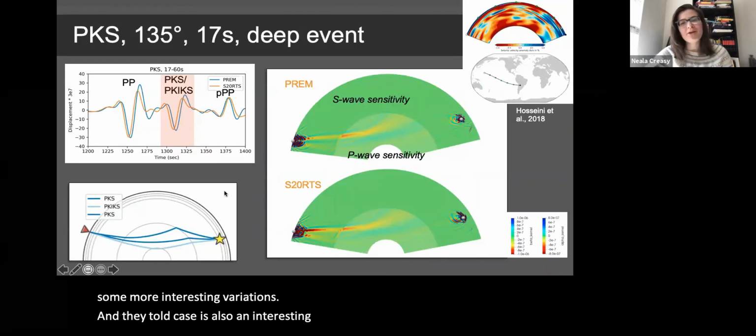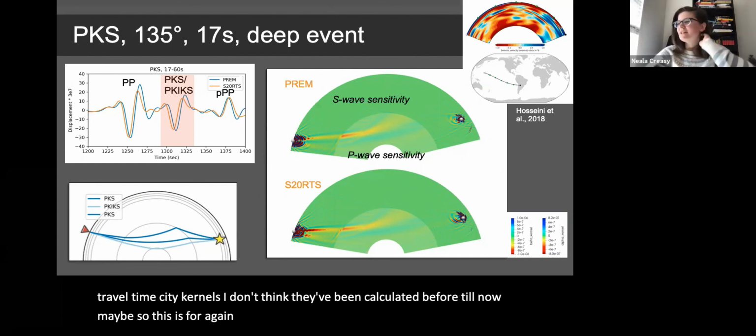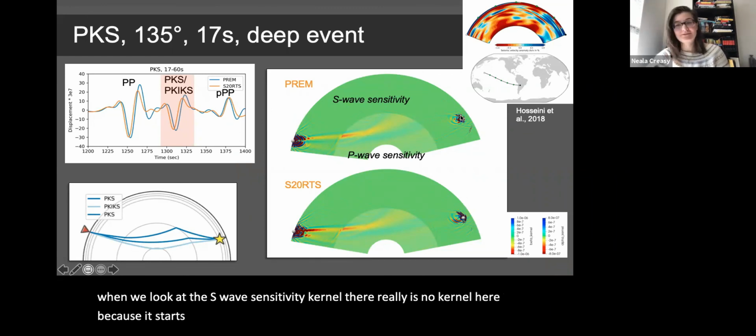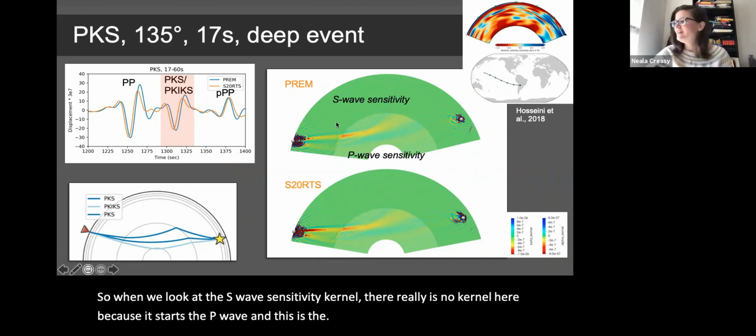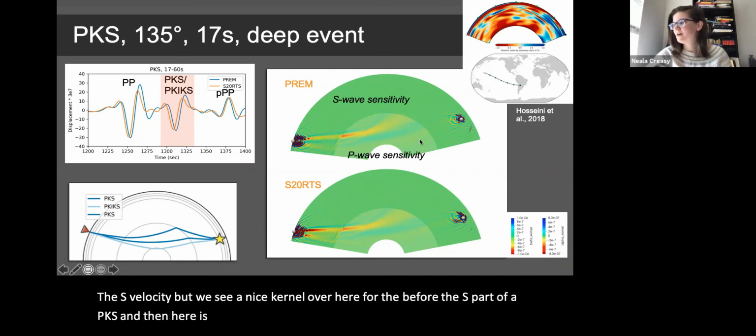I'm unaware of any other PKS travel time sensitivity kernels. I don't think they've been calculated before, till now maybe. So this is, again, for a 17 second kernel. PKS starts as a P wave, so when we look at the S wave sensitivity kernel, there really is no kernel here because it starts as a P wave, and this is the S velocity. But we see a nice kernel over here for the S part of the PKS. And then here is the P wave sensitivity in the outer core.